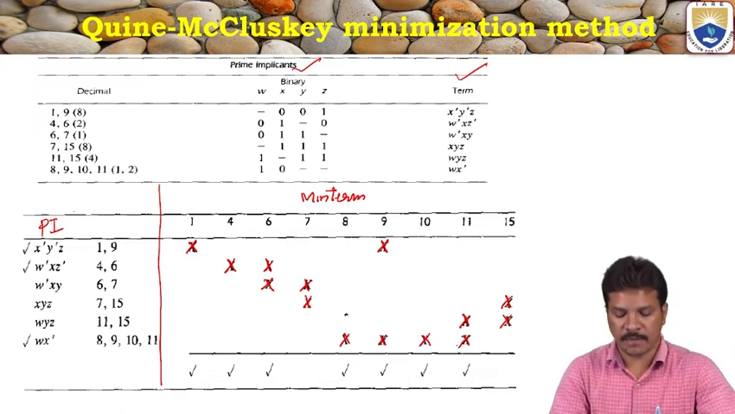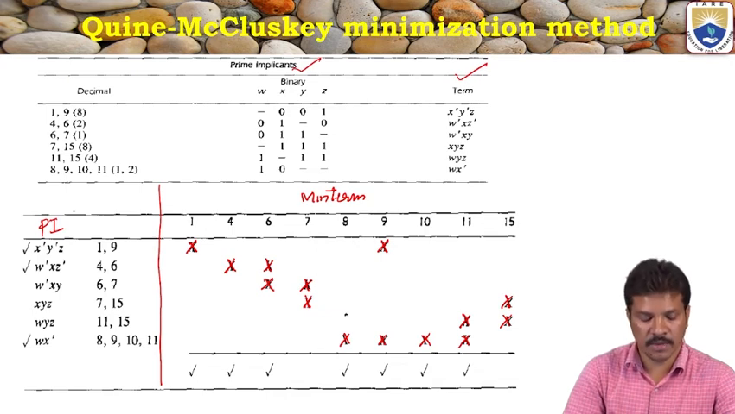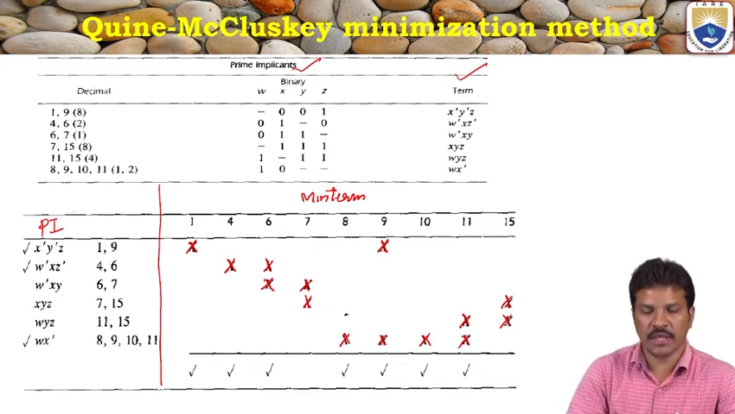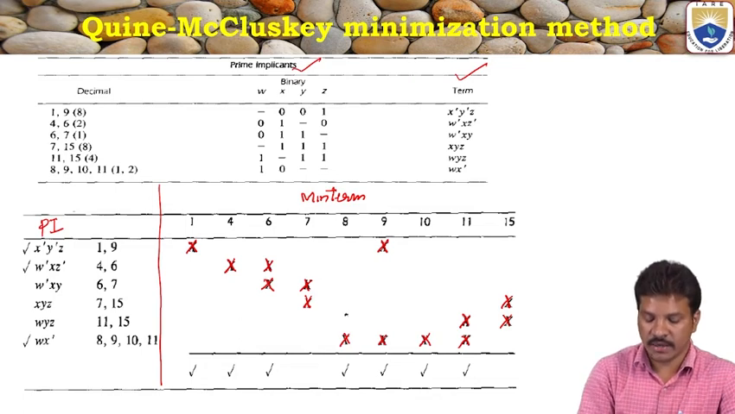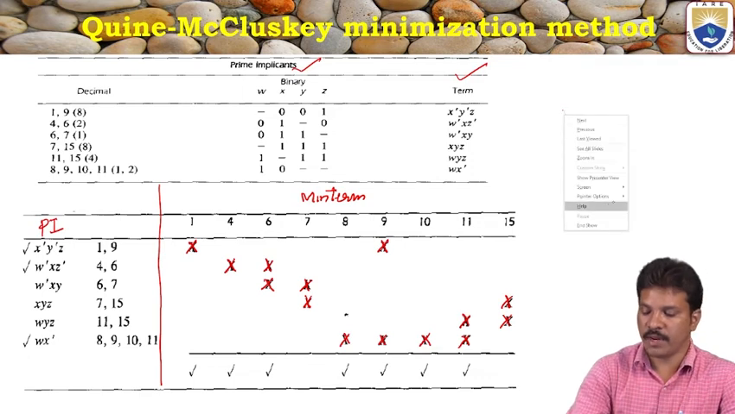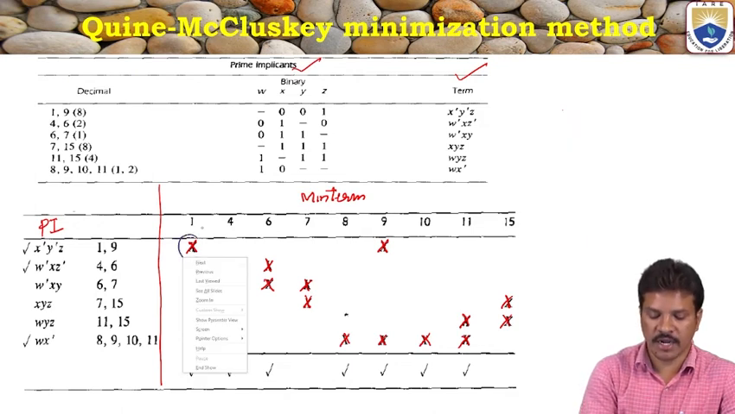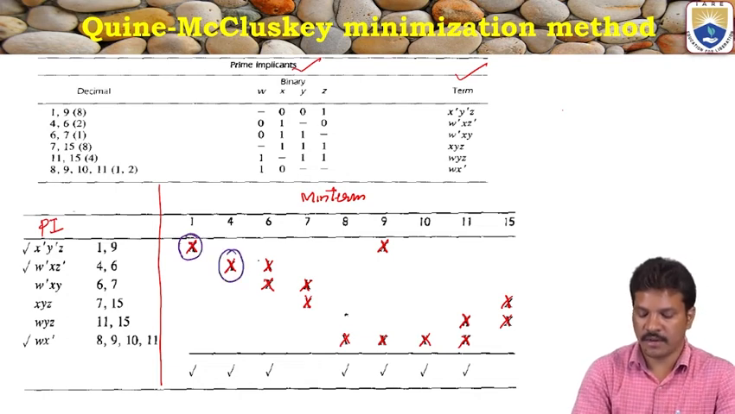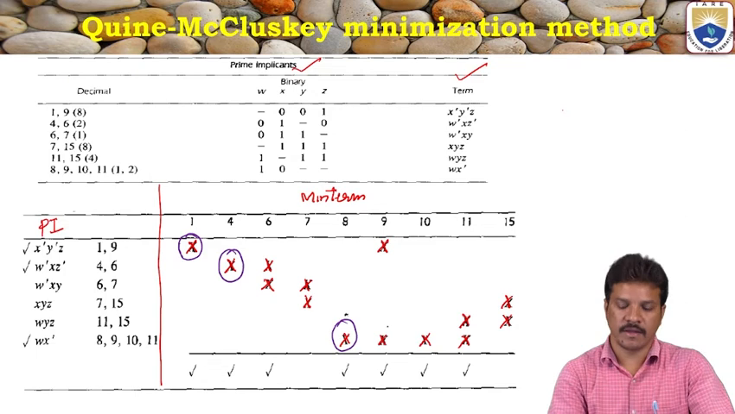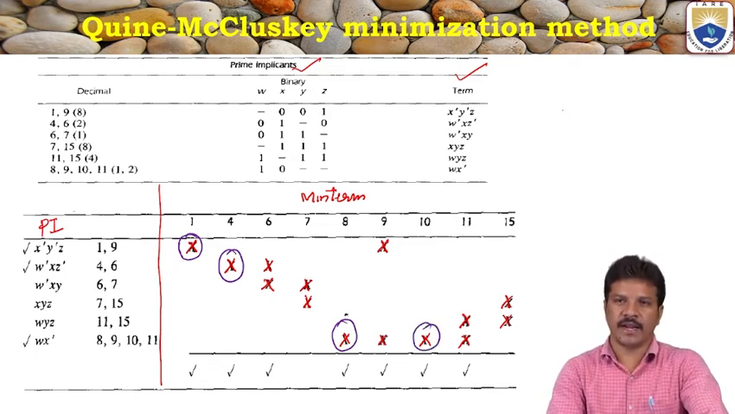This cross mark represents all the decimal numbers, the minterm numbers, covered by the prime implicant. Next, who are the essential prime implicants? Who are the essential prime implicants in this case? A single cross mark in the entire column marks an essential prime implicant. Here it is essential. This is one single cross mark. They are called essential prime implicants.